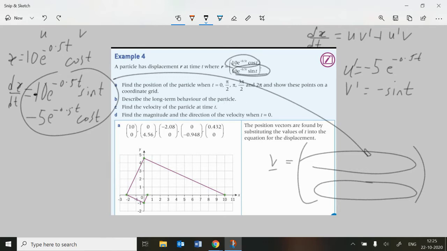It's not asking us to find the speed, in which case we'd need to work out the magnitude of the velocity, which would be quite tricky because it would be in terms of t. So we can just leave it as the velocity vector.